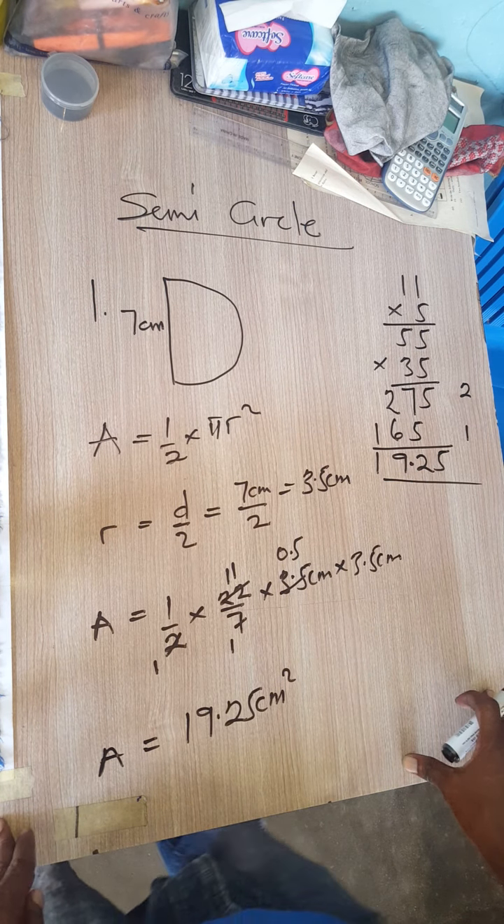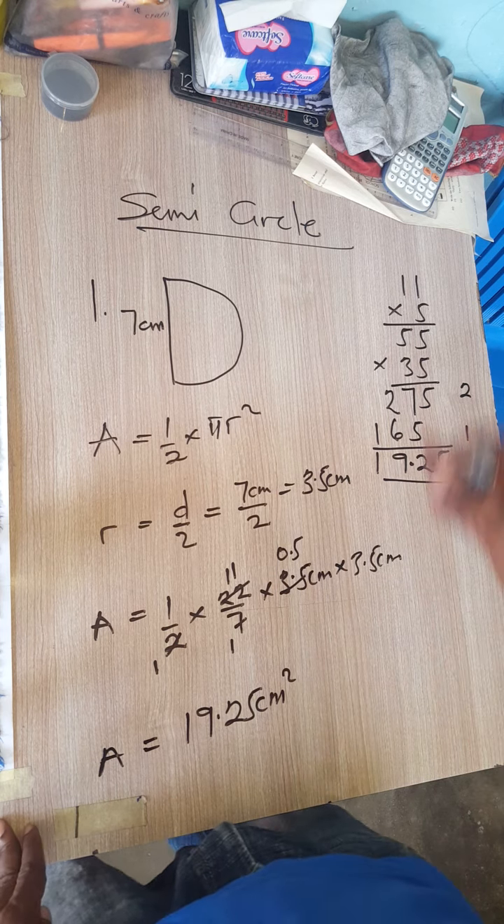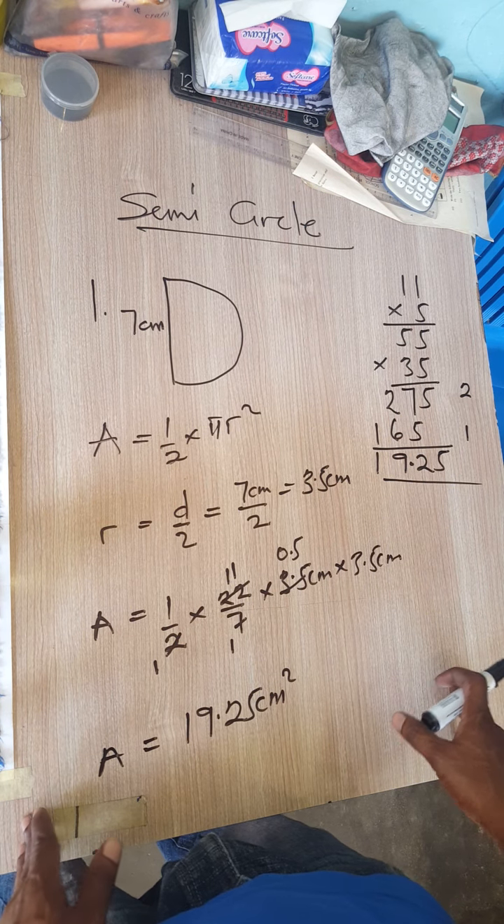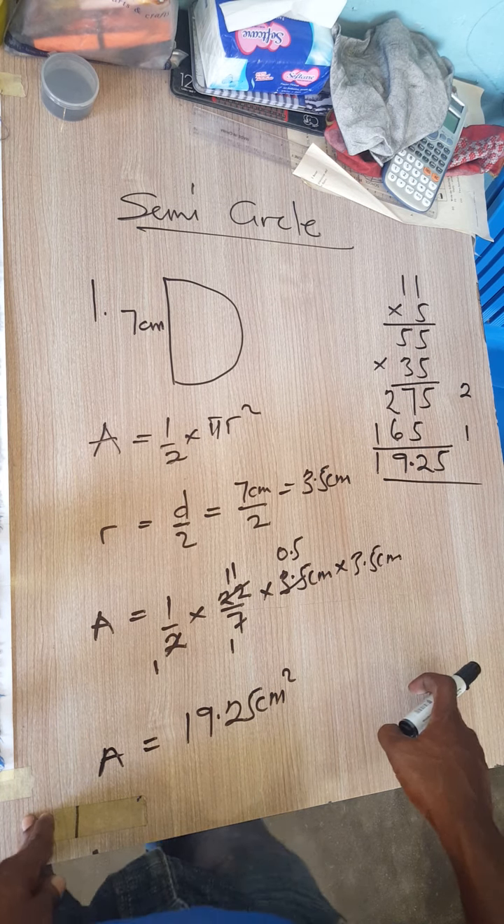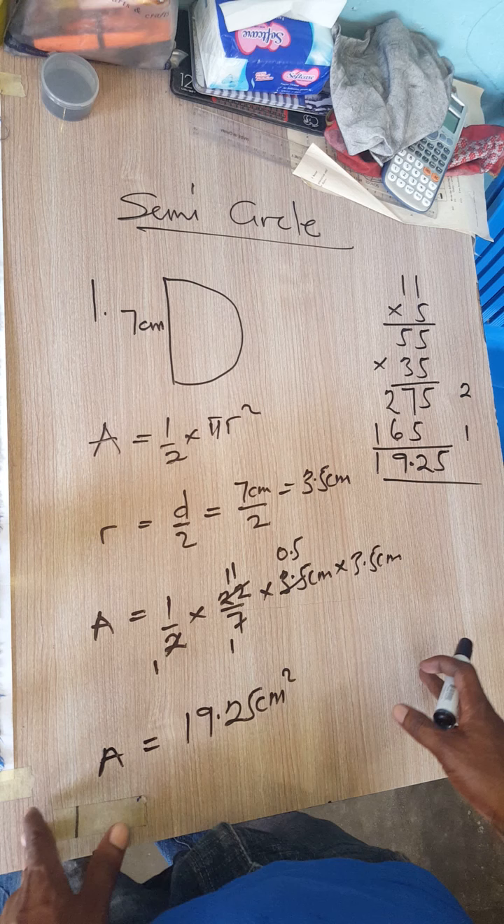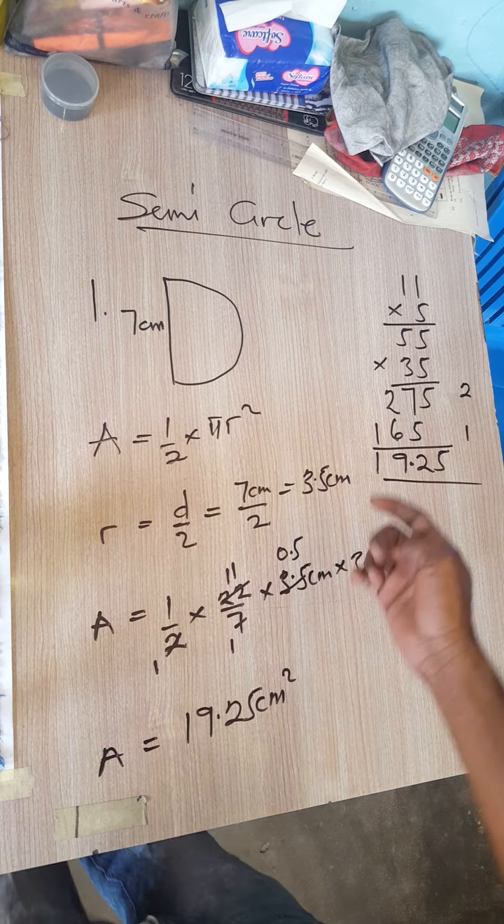All right, good day. I believe you have gone through the area of a semicircle and then the perimeter of the semicircle. Now, the work I gave you, I realized some few mistakes which I want to correct. Now, let's look at it.